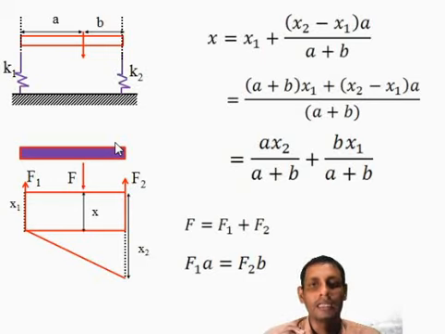Now simply see, the deflection x is equal to x1, that is the minimum value, plus a divided by (a plus b) into (x2 minus x1). That means the length ratio is multiplied by the difference in the deflection. Now rearranging the deflection, we get a x2 divided by (a plus b) plus b x1 divided by (a plus b), because the a x1 minus a x1 terms will cancel out.